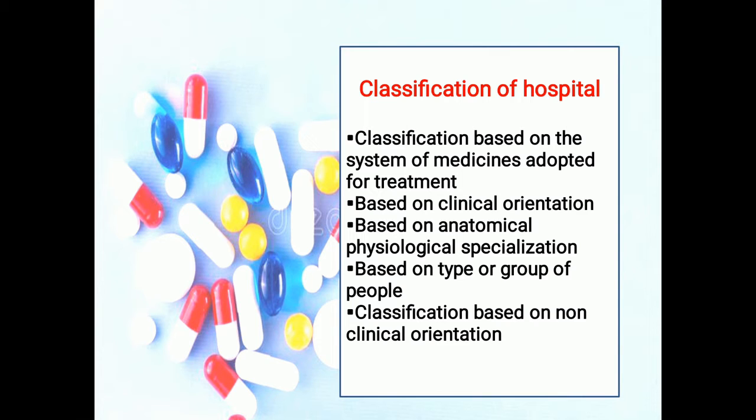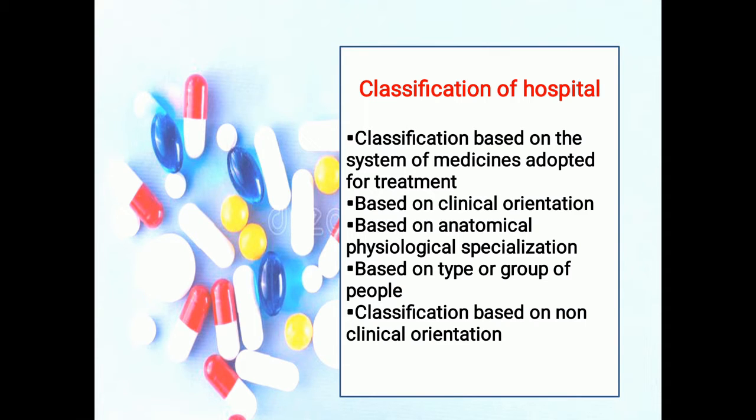Second one, the classification based on clinical orientation. The word clinical refers to the treatment of a disease in human beings. Different types of disease need different ways and methods of treatment. Accordingly, hospitals are classified on the basis of the major disease they seek to cure. For example, tuberculosis hospital, leprosy hospital, cancer hospital, mental and psychiatric hospital, diabetes hospital, maternity hospital, infectious and communicable disease hospital, drug addiction rehabilitation hospitals or centers.